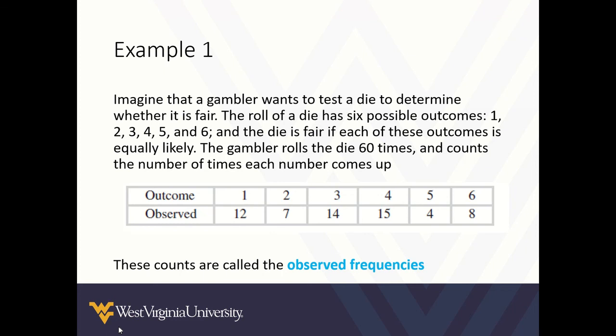So let us take an example. Imagine that a gambler wants to test to see if a particular die is fair. The roll of a die has 6 possible outcomes: 1, 2, 3, 4, 5, and 6. If the die is fair, then we should expect each of these outcomes to be equally likely and to occur approximately the same number of times. The gambler decides to roll the die 60 times and records the number of times each number comes up. In this table, we have each of our 6 possible outcomes and the number of times each number was observed. We call these counts the observed frequencies.